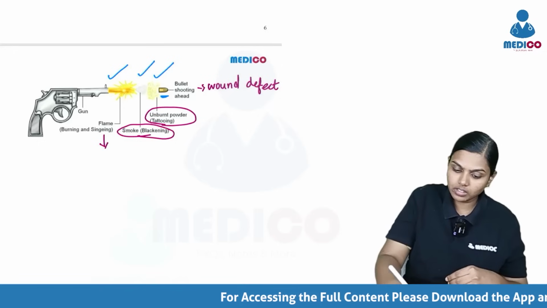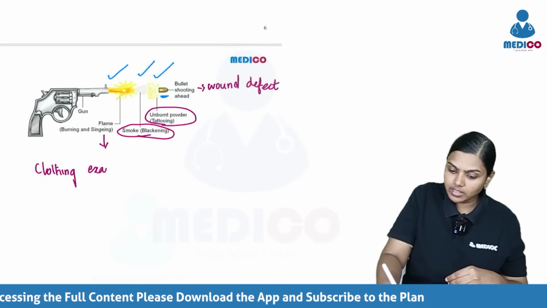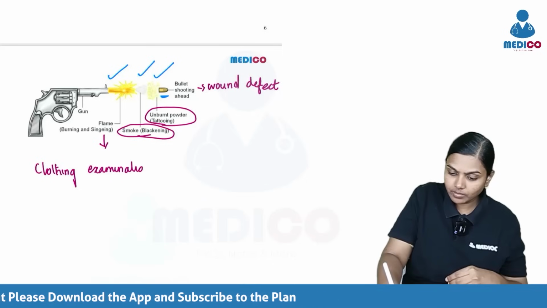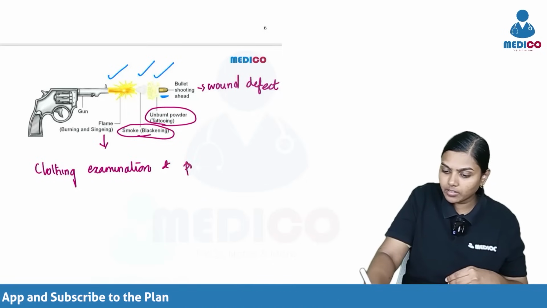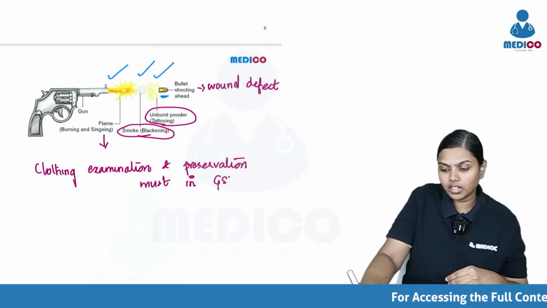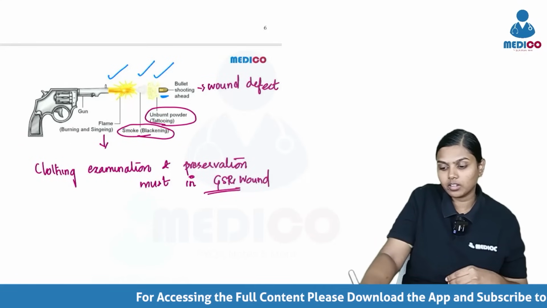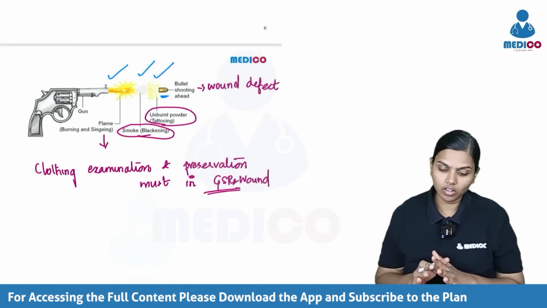So because of this, clothing examination is a must. Clothing examination and preservation is a must in gunshot injury because of these only. Clear? So in a gunshot wound, we have to preserve the clothing.